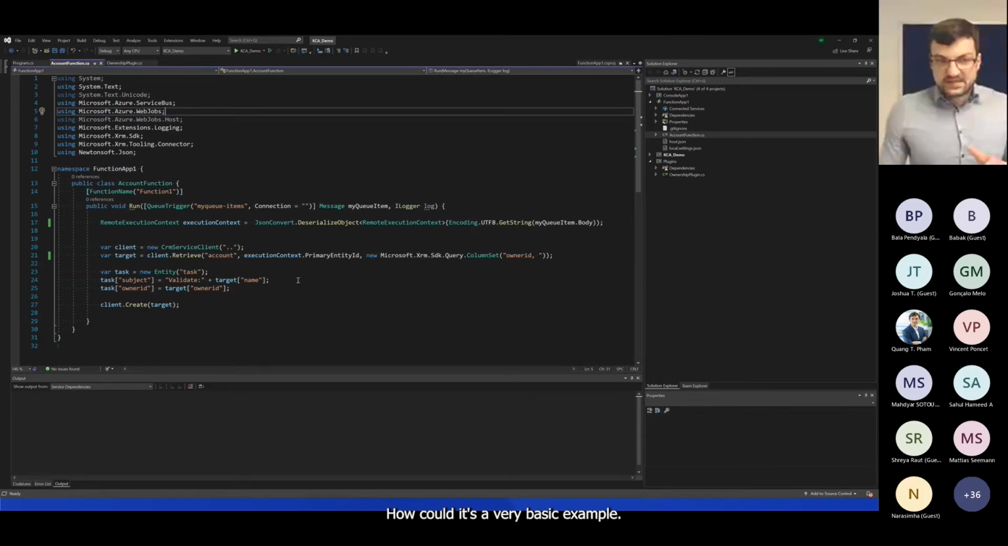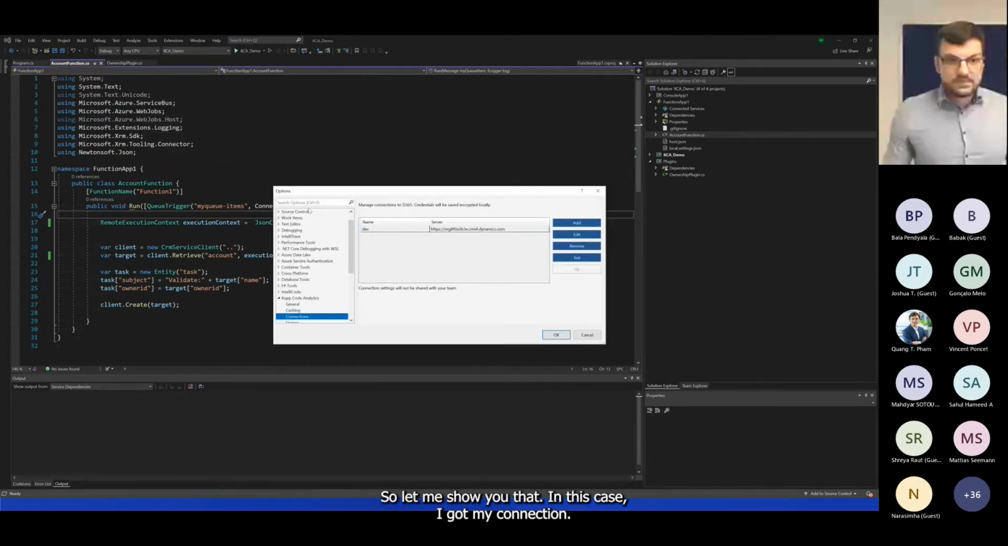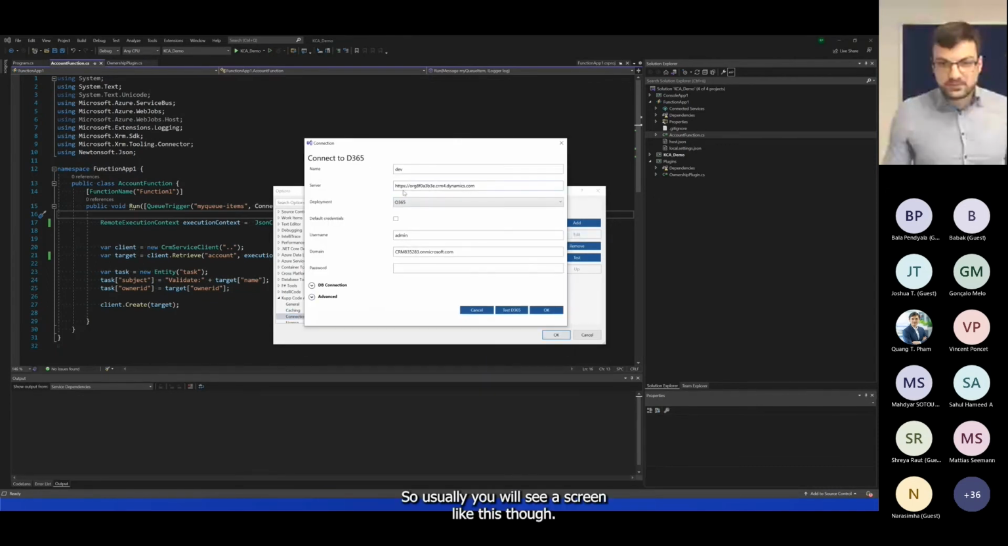It's a very basic example. So I have my Azure function here, as I said, and it's already pre-configured. So when you usually install the extension the first time, it will ask you to connect to your system. So let me show you that. In this case, I got my connection here. So usually you will see a screen like this. It's a very easy one. You just have to enter your credentials and stuff, then you can connect. Let's try that.